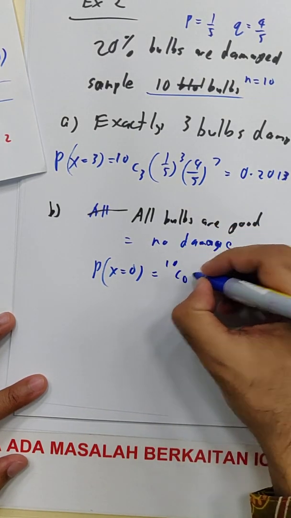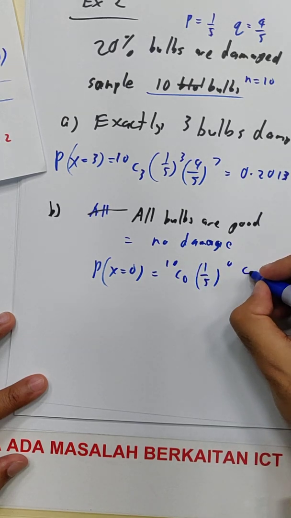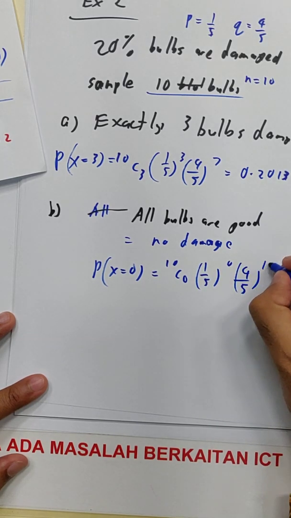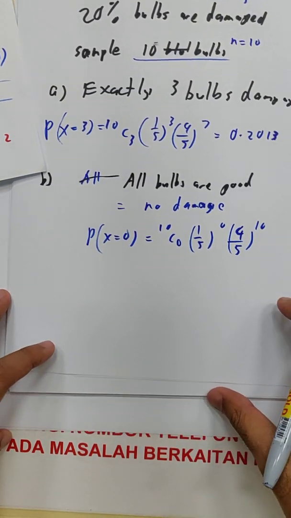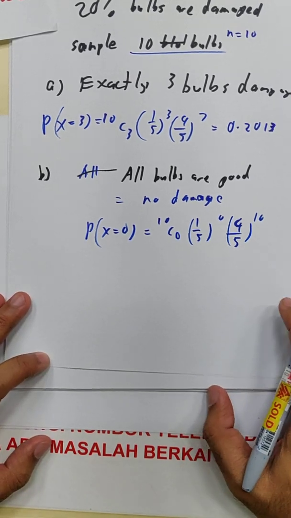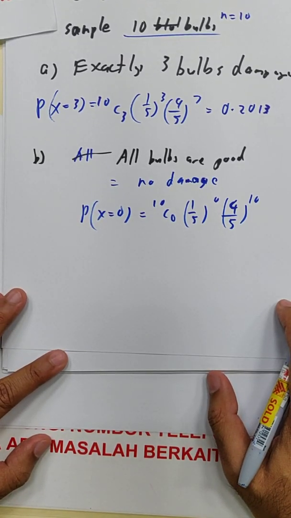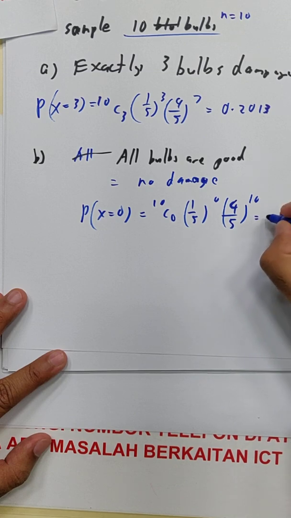So 10C0, (1/5)^0, (4/5)^10. Am I too fast? 0.1074.